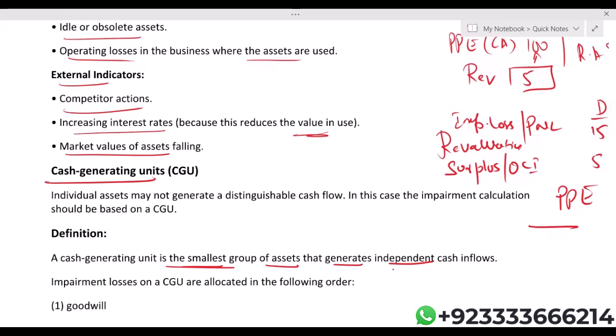Examples. Let's say you take, let's talk about Levi's. There are so many franchises of Levi's. So each franchise of Levi's is a separate cash generating unit because inflows of one franchise do not depend on others. Each outlet, each franchise of, let's say, McDonald's is a separate cash generating unit.